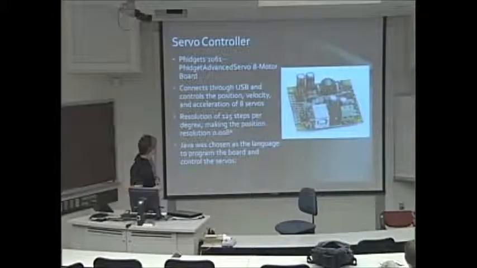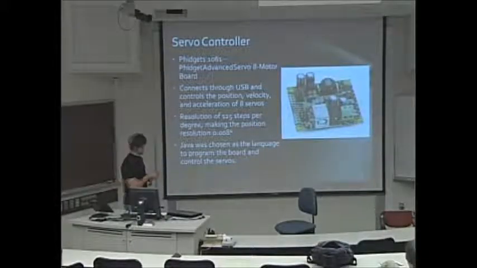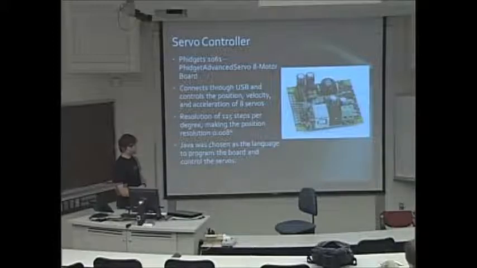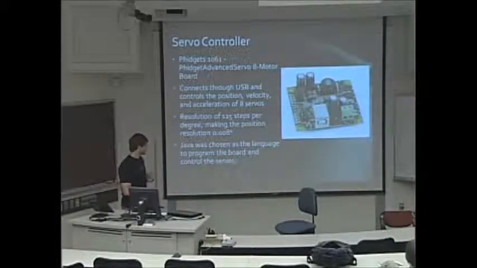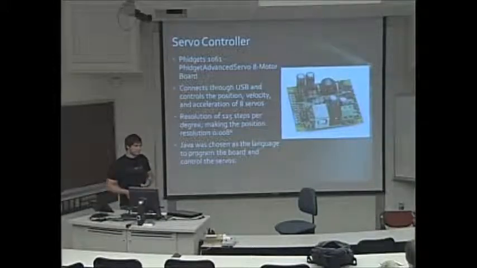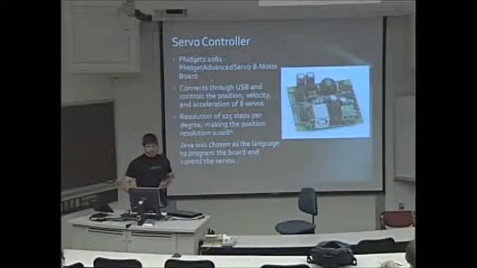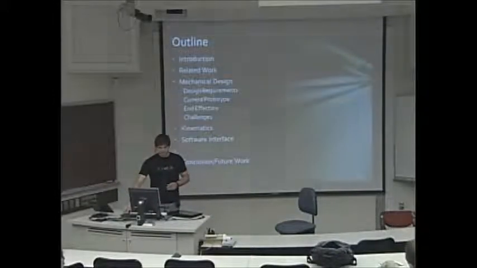Okay, and the software used was, or not the software, this is the servo controller, the Phidgets 1061. This is what ran all of the servos. It can run 8 servos and has a resolution of 125 steps per degree, so it's accurate to 0.008 degrees. Obviously, the servos that we used weren't that high-tech, so they're not that accurate, but it can provide that accuracy. And Java was chosen as the language to create the API for this.